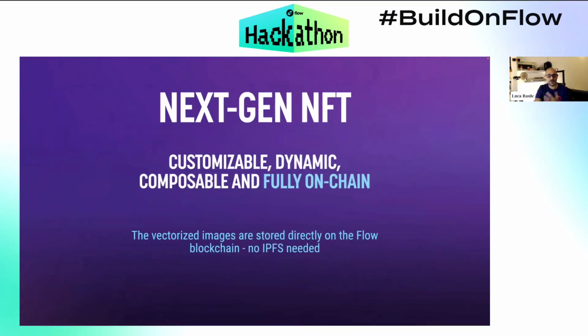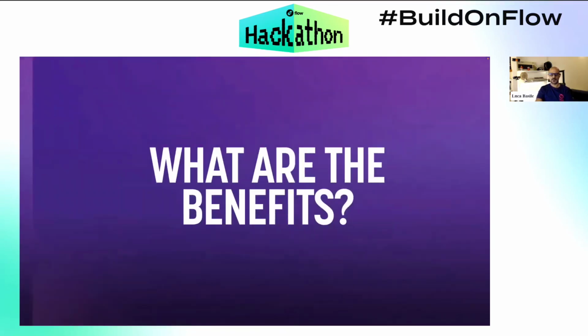And then finally, it should be fully on-chain. So like we said, with SVGs, with Flovatar, we are making them as vectorized images, and they can be stored directly on the Flow blockchain. Even if you don't want to use SVG, there are other ways. You can also use PNGs, but the idea is to rely as much as possible on the blockchain, so that you don't have to use IPFS or other needs.